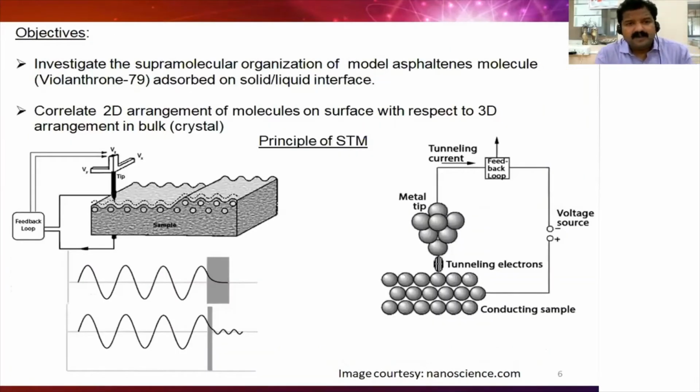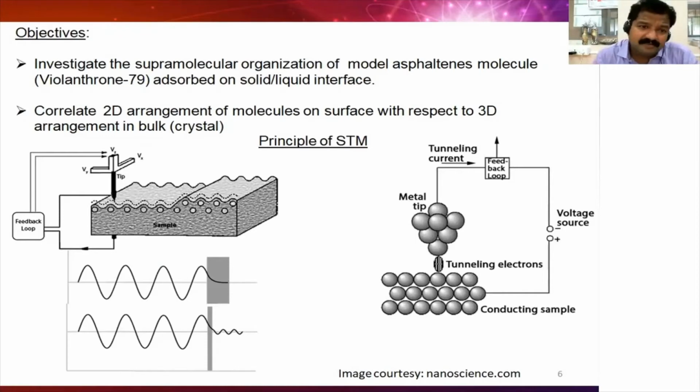So the objective of this work was to investigate the supramolecular organization of a model asphaltene molecule, which is called violanthrone 79, adsorbed onto a solid liquid interface. Because asphaltenes are complex mixtures of molecules, we can't isolate a single asphaltene molecule. This is extremely difficult and has not been easily performed. So the idea is to take a similar molecule and try to see how it deposits or gets adsorbed on a single molecule level onto the solid liquid interface.